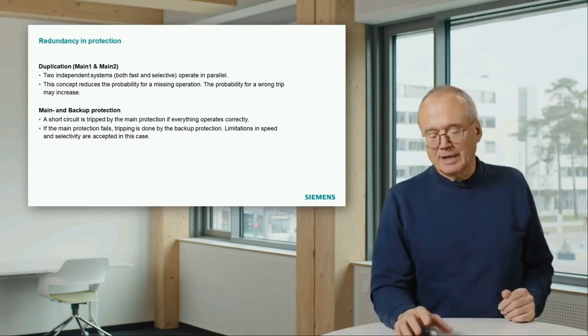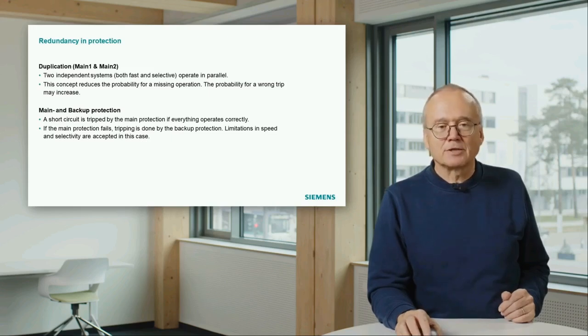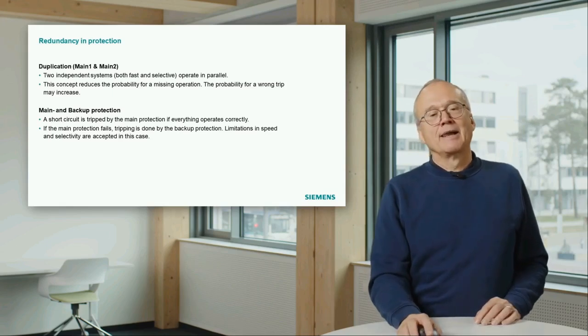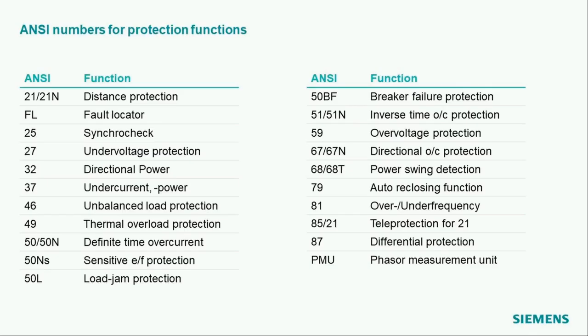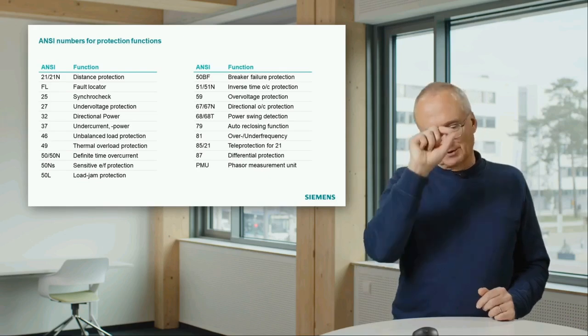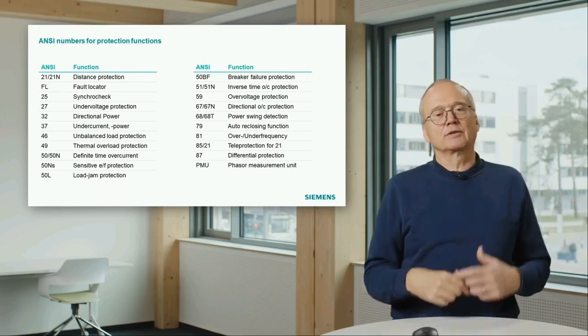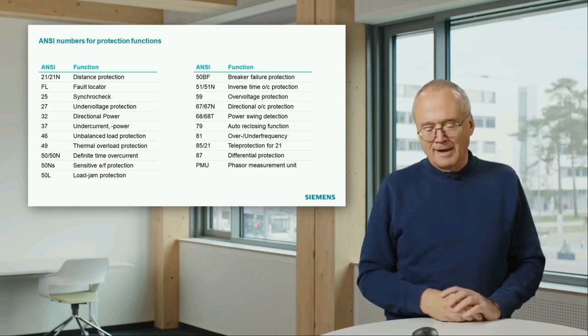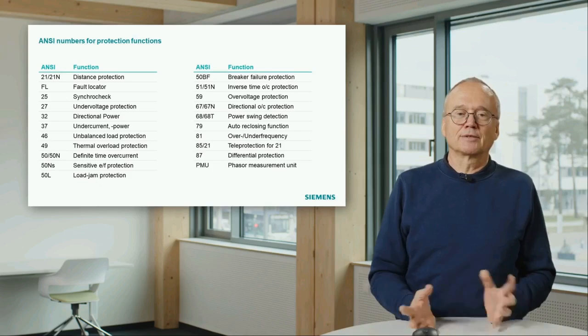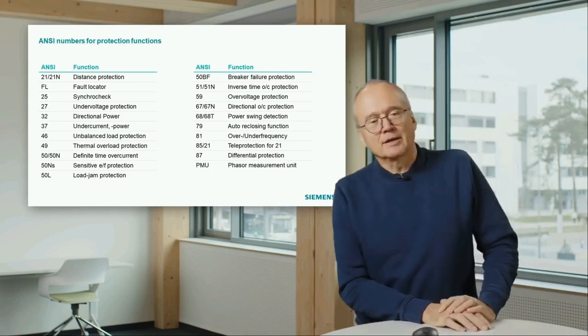So now finally I would like to look into a few examples just to show how these protection concepts look like. And before we do that, I would like to show this table. The problem if you draw these overview diagrams about protection concepts, you would normally have to write a lot of long words, distance protection, overcurrent protection, synchro check and whatever. And that makes the diagram a bit confusing.